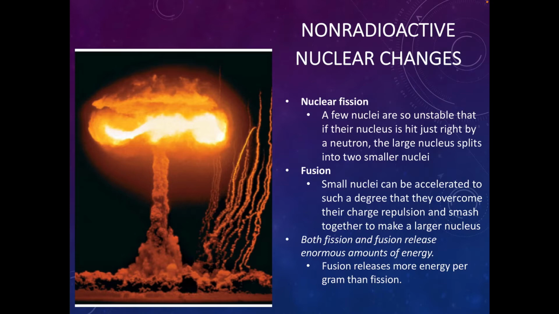And so if you hit their nucleus just right with a neutron, then that big giant nucleus will split into two smaller nuclei. And when that happens, it's going to create really large amounts of energy in this reaction, like you see to the left here. In fusion, we have small nuclei that are essentially slammed together to make a larger nucleus. So in fission, we have a large one breaking apart, and in fusion, we have two small ones fusing together to make a large nucleus. Either way, both fission and fusion release huge amounts of energy. But fusion does actually release more energy per gram than fission, and we'll look at that a little bit later.